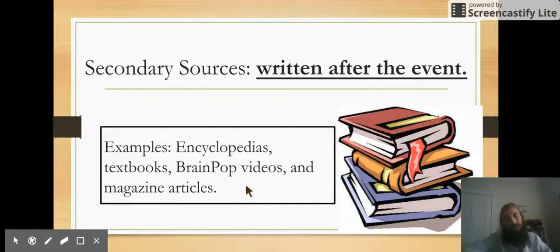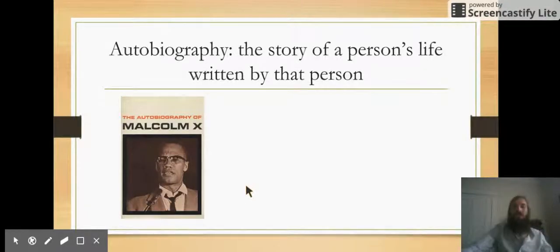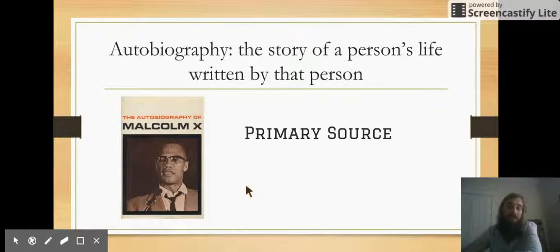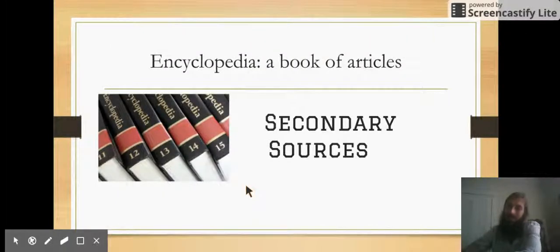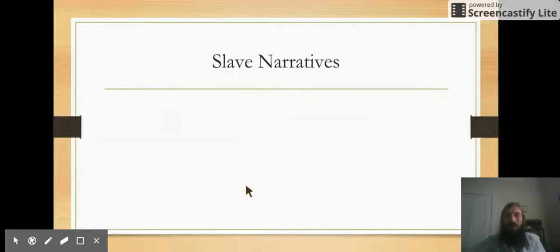They're secondary sources. So this autobiography of Malcolm X, that's a primary source. It was written by himself, so he actually was there at the time. Encyclopedias, that's going to be a secondary source. The people who wrote those articles weren't actually there when it happened.